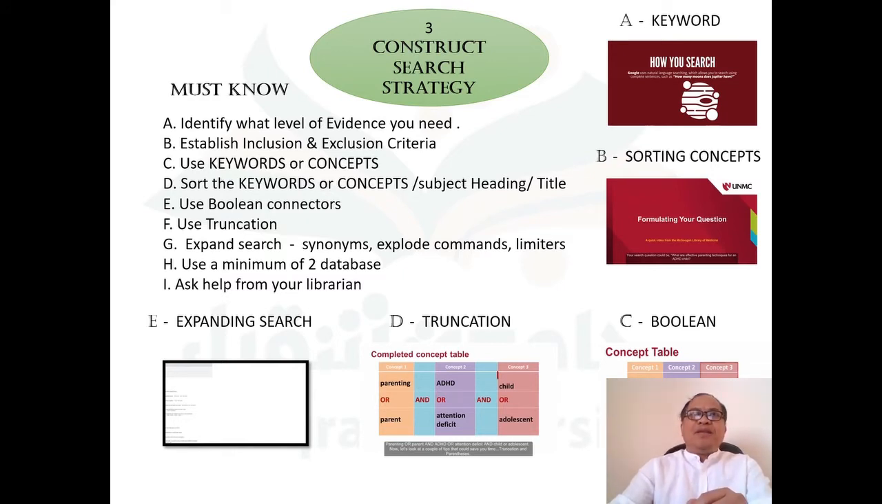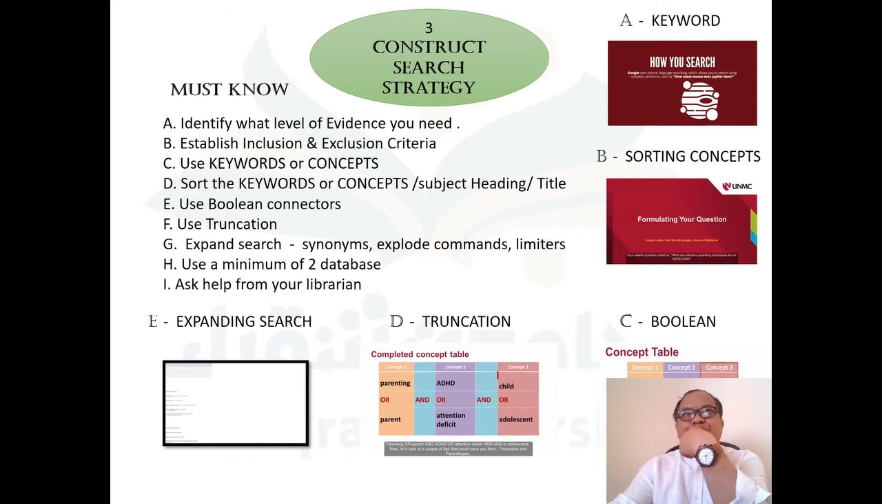First, we have to identify what level of evidence we need. The level of evidence is also known as the hierarchy of evidence, and we will be discussing that later on. It further explains what exactly you are searching, what kind of evidence you want, and they are classified according to the level of evidence. In our later discussion, we will know what those levels of evidence are. That's the first thing first.